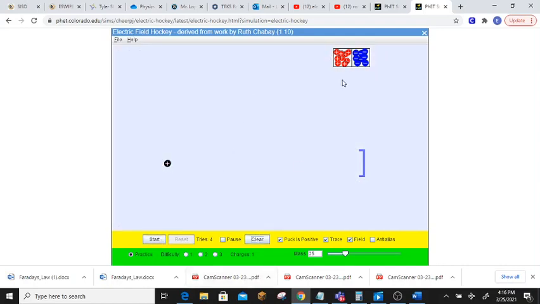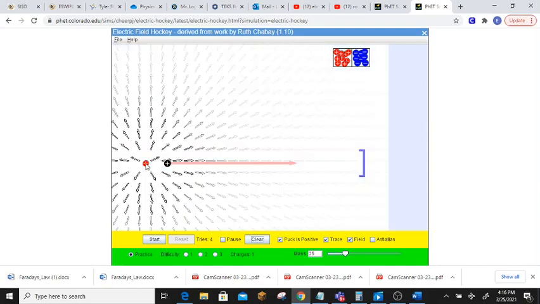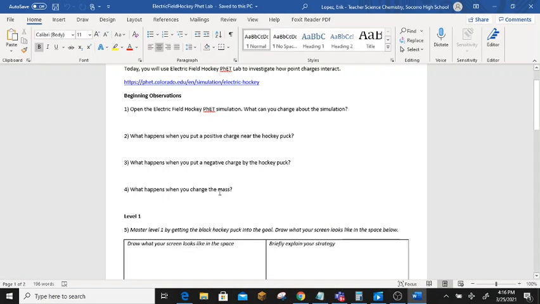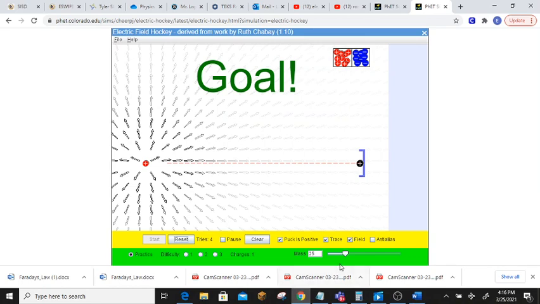Okay. And this one is very simple. We are on the practice setting. So if you want to try to get it to the goal line, it's really simple, right? You just kind of do that and ta-da. The questions that are on here: what happens when you change the mass? So you can change the mass for these.